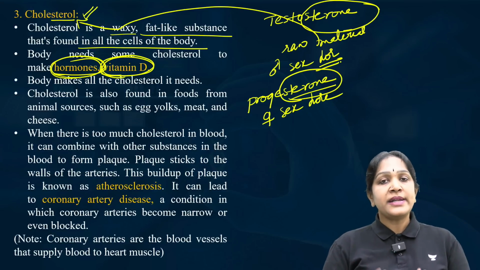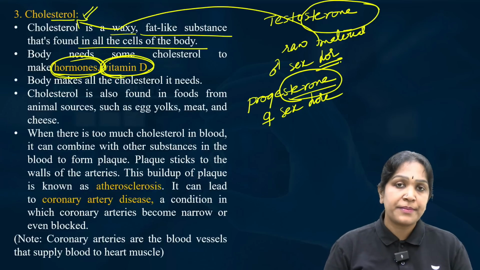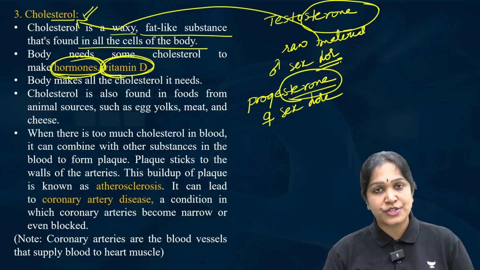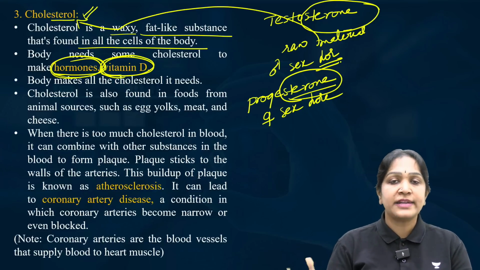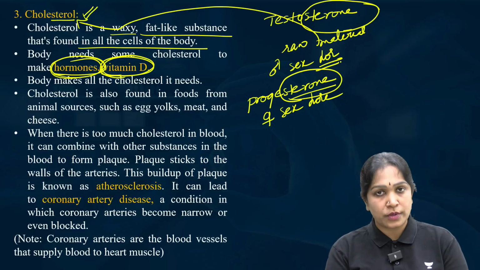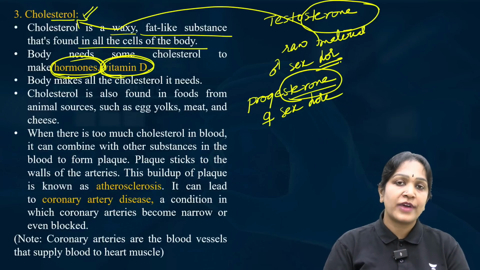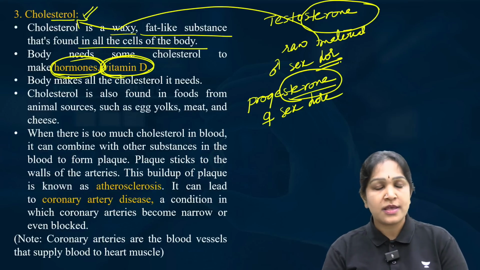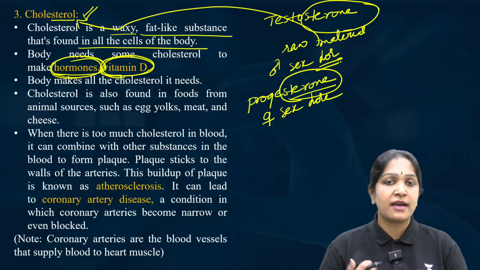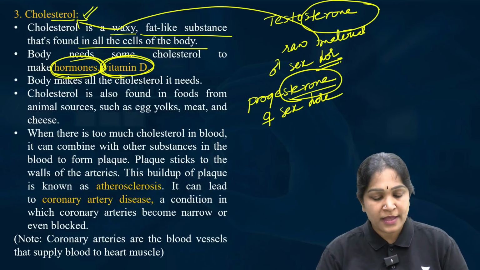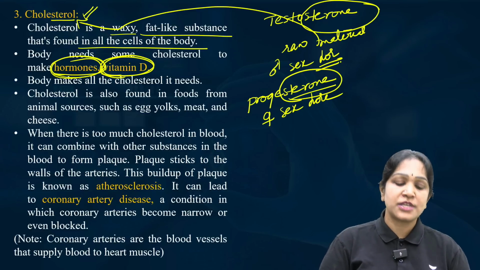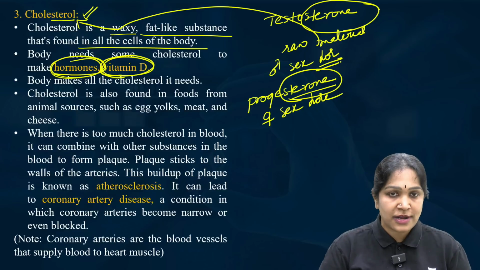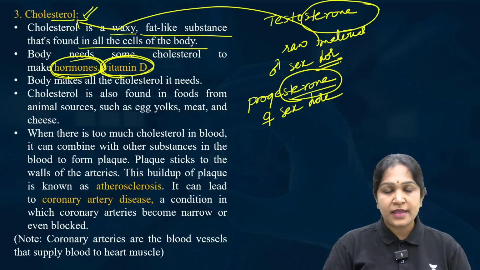You know that vitamin D is the only vitamin that our body can manufacture. Remaining all vitamins we have to consume in the food. Of course, we have to consume vitamin D also in the food, but a little amount of vitamin D our body also manufactures. But for our body to manufacture vitamin D, we need cholesterol as the raw material.